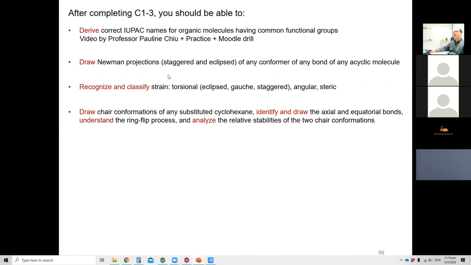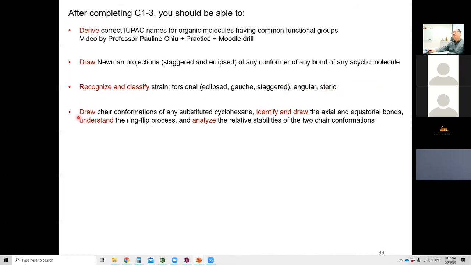All right. So you should be able to derive the IUPAC names, which is covered in Professor Chu's video, and there is a nomenclature drill on the Moodle. You should be able to draw Newman projections, and you should be able to recognize and classify different strains like torsional, angular or angle strain, or steric. Both angular strain and angle strain are fine, both correct descriptions.